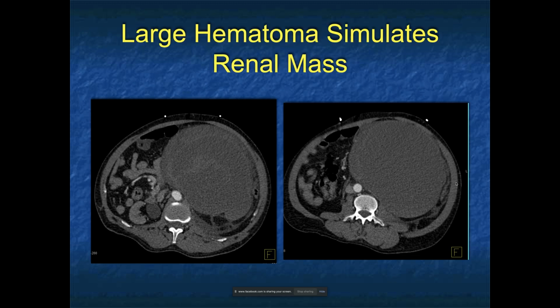Remember, if a big mass bleeds, sometimes you can hide the tumor. That's true in the liver, that's true in the pancreas, that's true in the spleen as well.